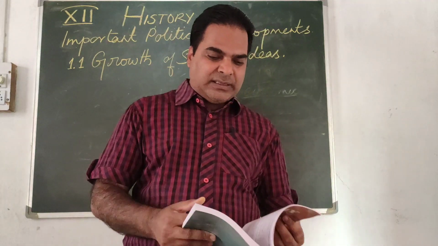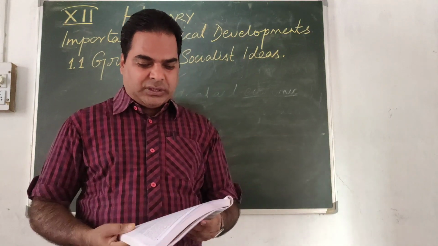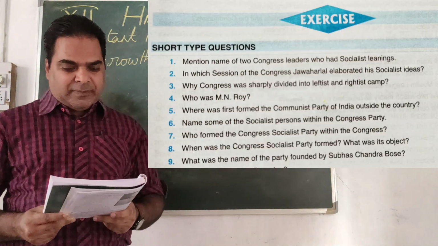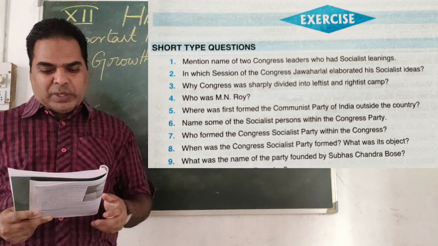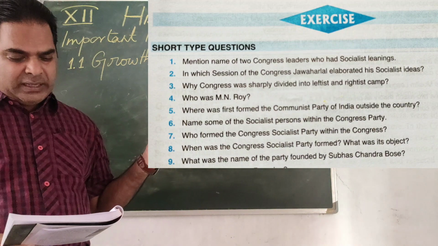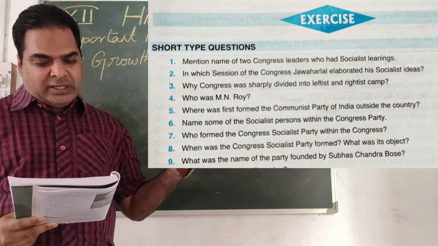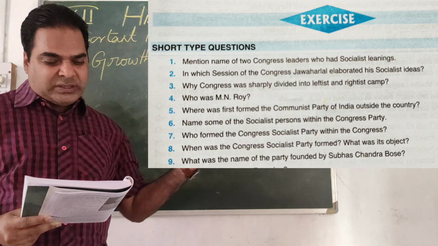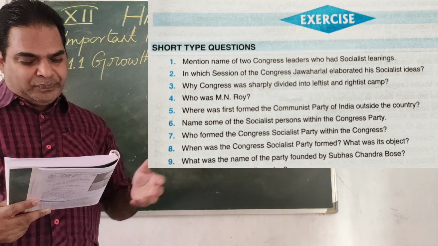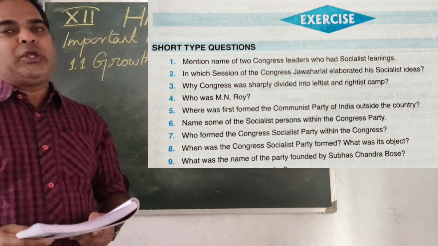Before I end this chapter, I would like to give you short questions so that you can write them down in your copies. The questions are given over here. You can go through the screenshots. The first question is, mention the names of two Congress leaders who had socialistic leanings. Question number 2, in which session of the Congress did Jawaharlal Nehru elaborate his socialistic ideas? Question number 3, why was Congress sharply divided into leftist and rightist camps? Number 4, who was M.N. Roy? Then number 5, 6, 7, up to question number 9. You do it in your copies.